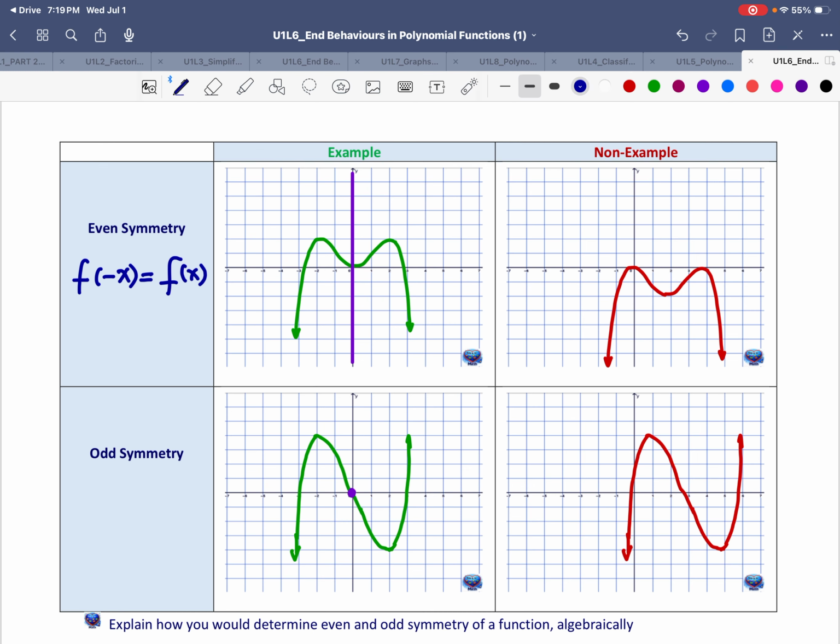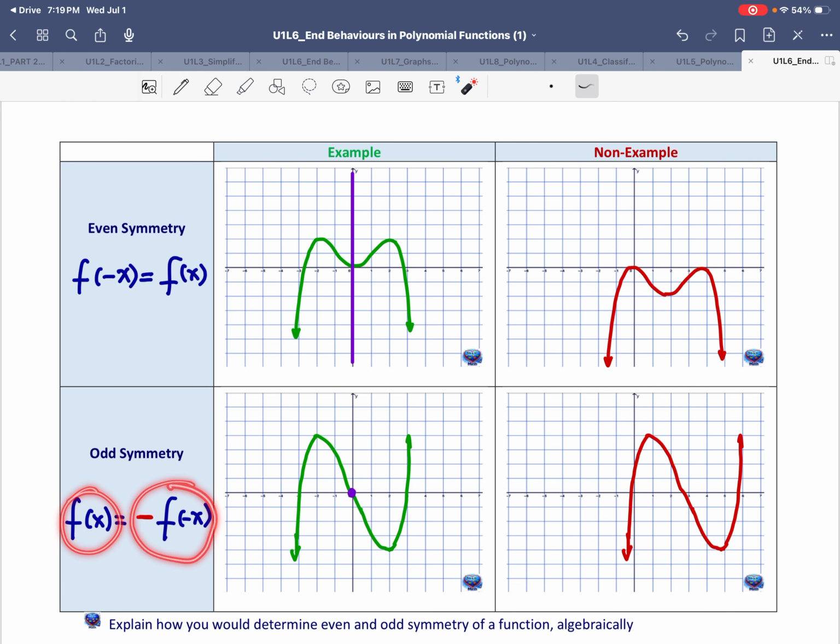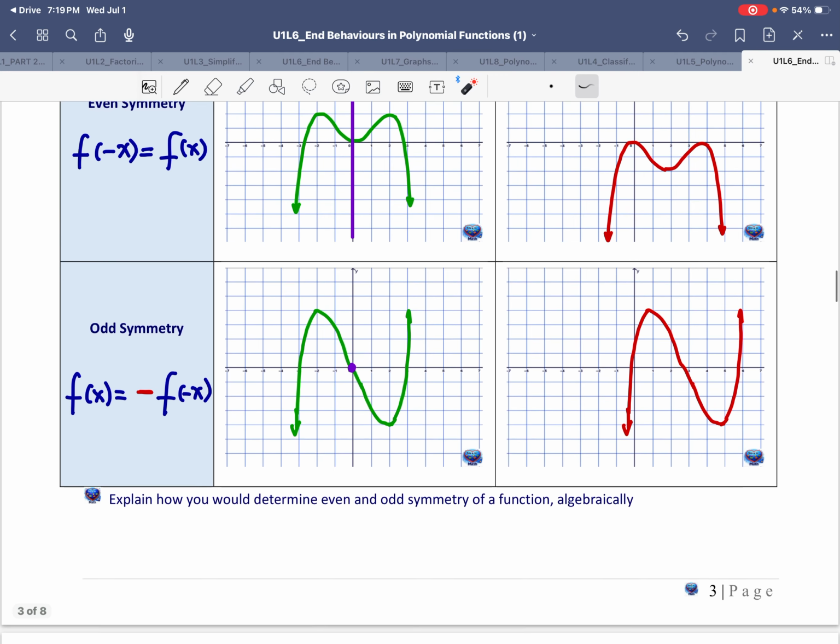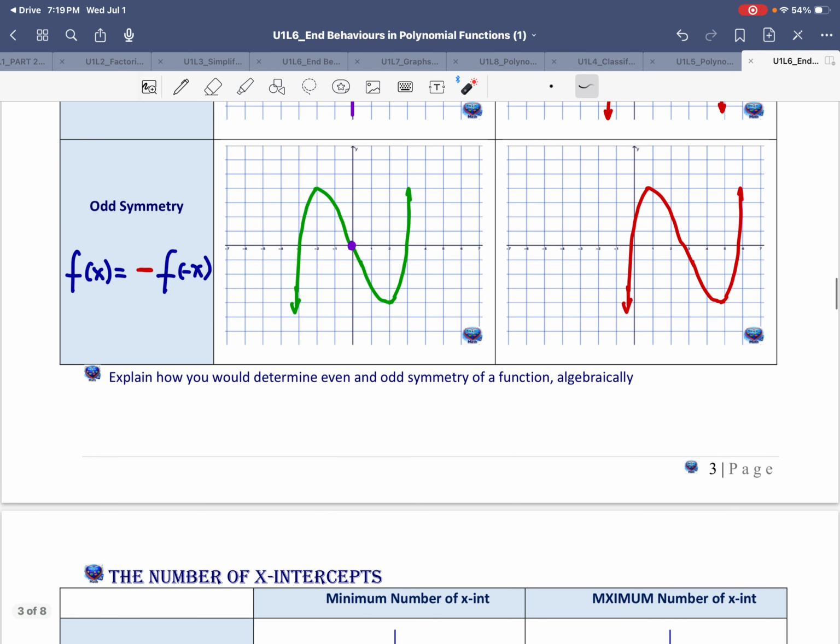And for odd symmetry, we are going to check f of negative x with a minus, so both the x and the y values need to be reflected. So we want f of x to be equal to negative f of negative x, and that's how we check that algebraically. And if you need more examples, you can go back to the lesson where we explain that in more detail. And you can explain this in your own words, how to determine even and odd symmetry algebraically.